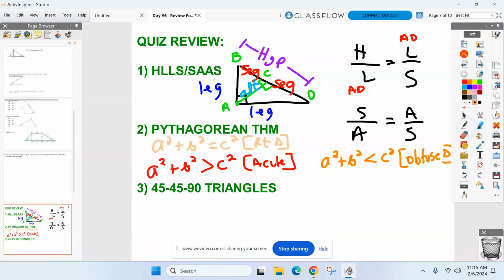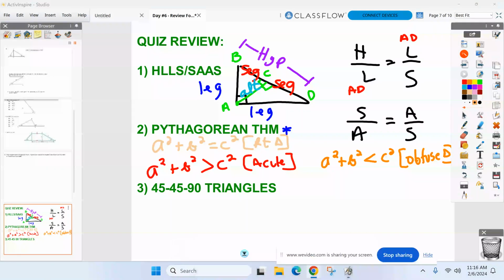And also, any type of problem, don't forget about it. Everyone's always zeroed in. All right, 30-60-90, 45-45, Hills and SAS. If you know 2 sides and you're trying to find the third, it's always an option.